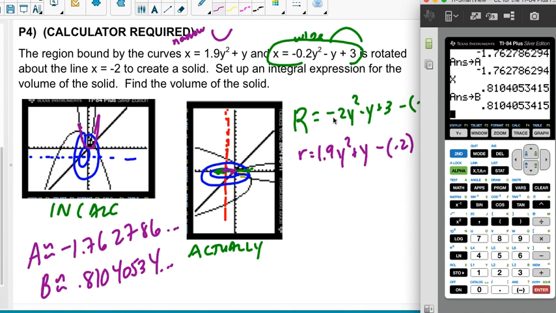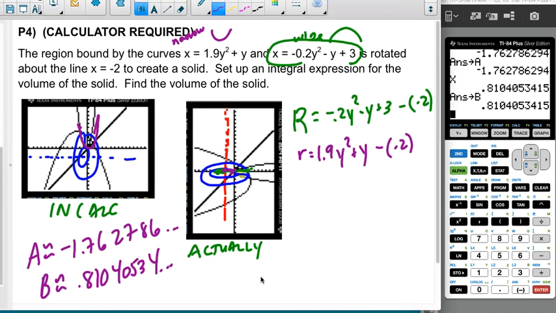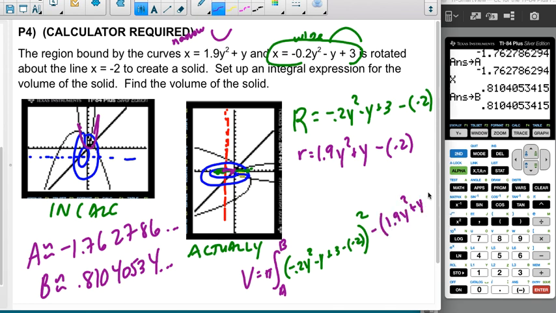Okay, so now that I know that, I just need to set up my integrand properly. So my volume is going to be pi times the integral from a to b, and then this, I probably didn't give myself enough space, but we'll try to make it happen. My big R squared, which is going to be the -0.2 y squared minus y plus 3 minus a -2, quantity squared, minus my little r, which is going to be 1.9 y squared plus y minus a -2, quantity squared, with respect to y.